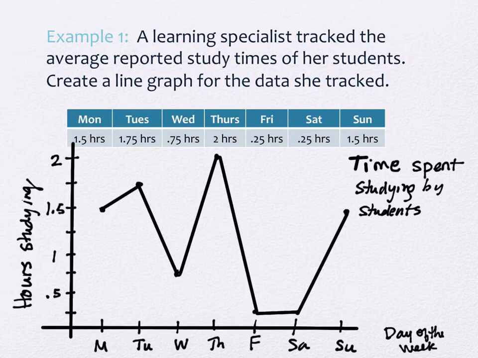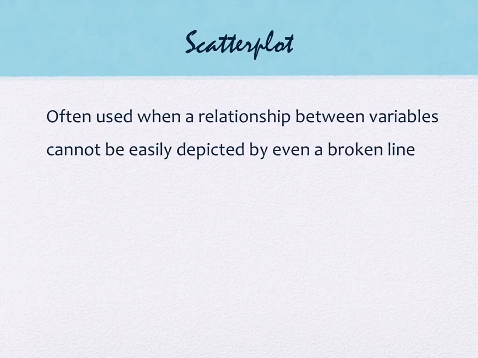All right, the next one's kind of interesting. It is used. We don't use it in quite the way that I'm giving my example for it, but that's all right. I wanted to do something that had data from school settings. Scatter plot first before we get there. A scatter plot is often used when a relationship between variables cannot be easily depicted even by a broken line. So what a scatter plot does is it plots all the dots everywhere, but it doesn't try to sort of connect them in any way.